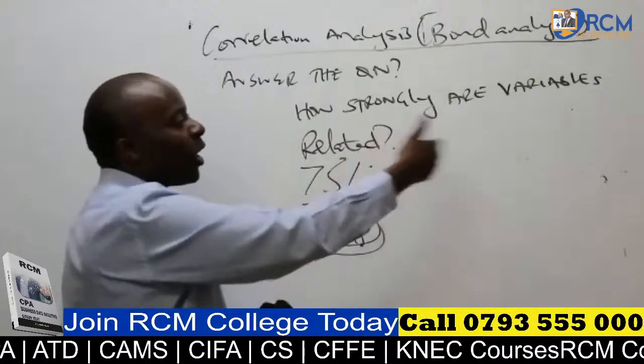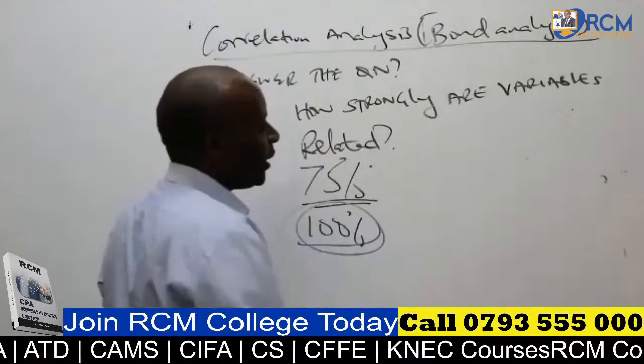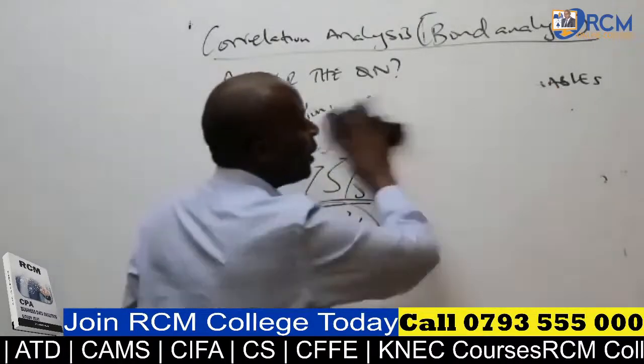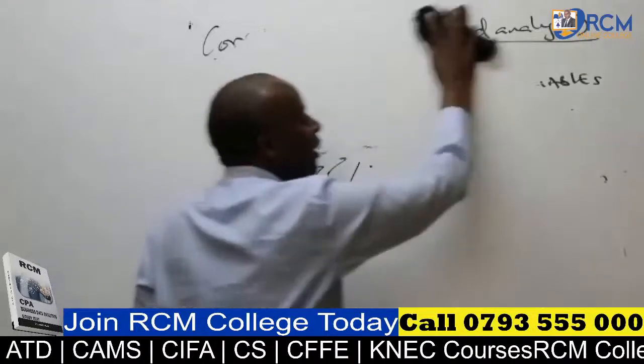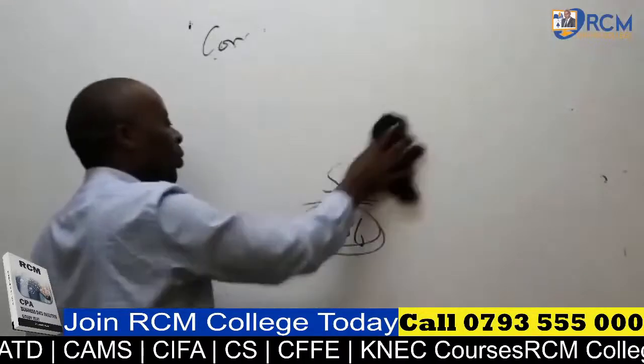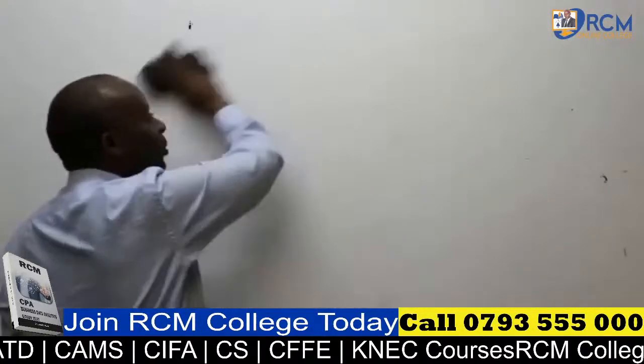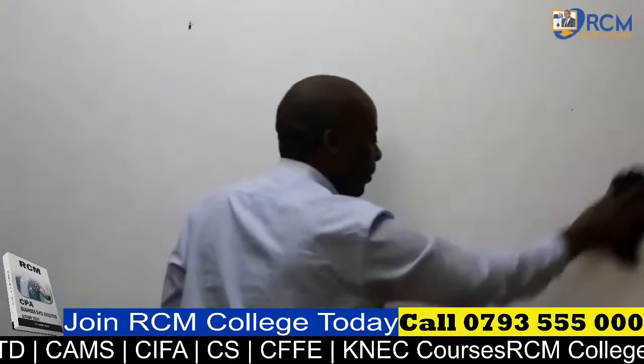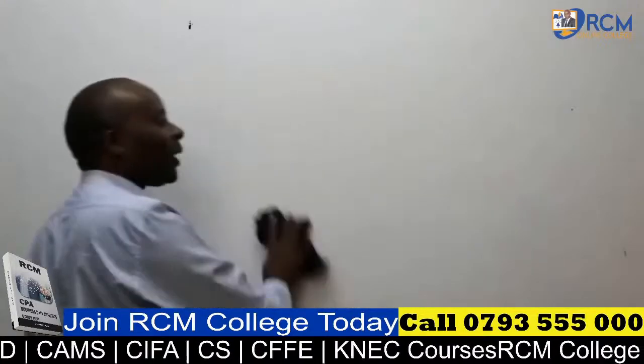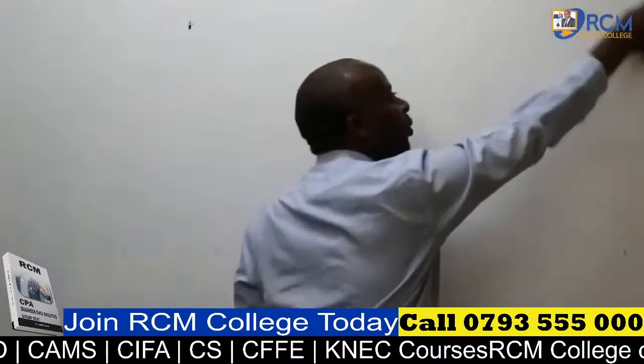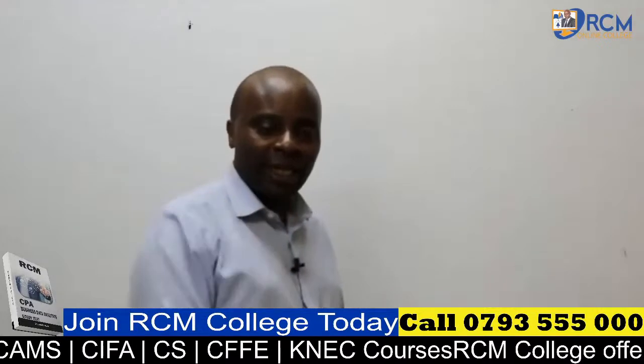So how strongly are the variables related? How strongly are the variables related is what we shall be looking at under bond analysis. There are those of you whose relationships will be at 0. Others will be opposite. Opposite, napata mama anasema, mzee, tununue shamba. Mzee anasema, mimi sitaki mambo ya shamba, mimi nataka kamare. You see now that is a negative relationship. Where will you take each other? Right?